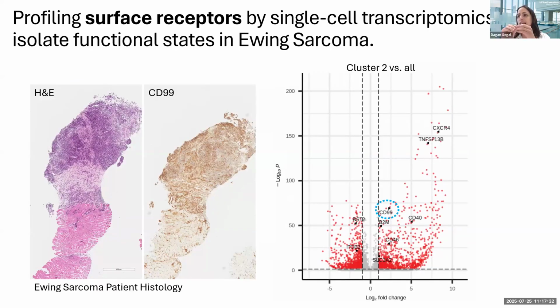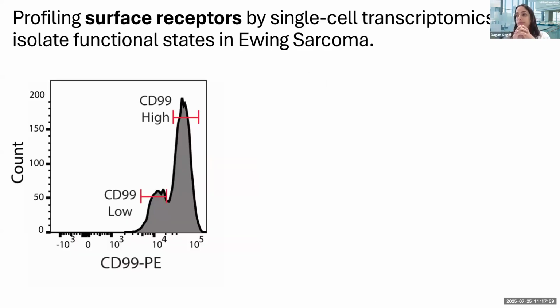And that's because CD99 is actually routinely used as a diagnostic marker of Ewing sarcoma. It's not thought to drive the disease in any way, but it's used by clinicians as a diagnostic marker to identify the disease. So it made it a natural target to see if we could use it to distinguish subpopulations within the cancer.